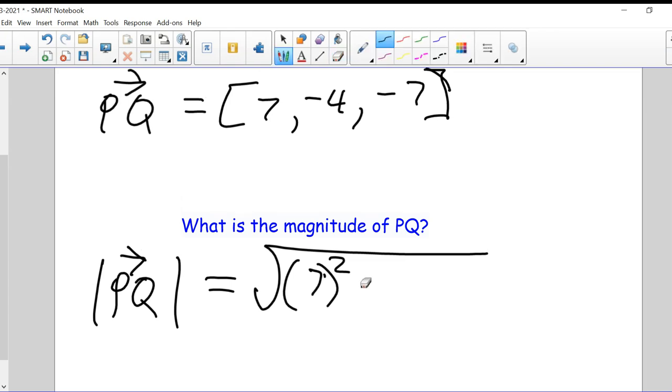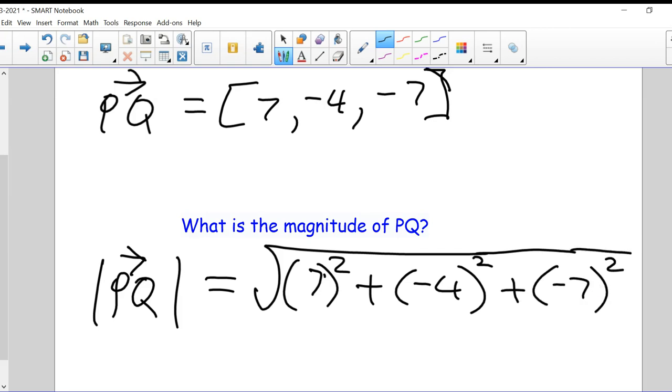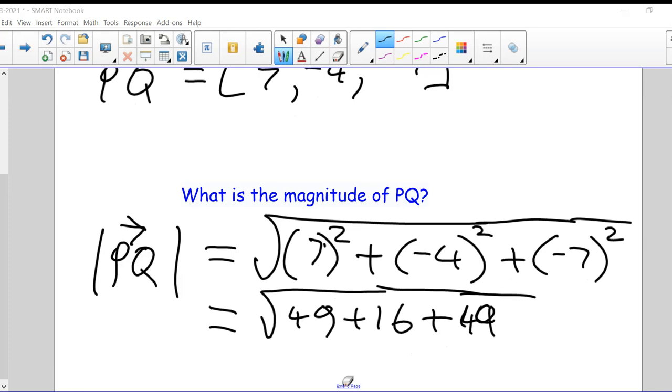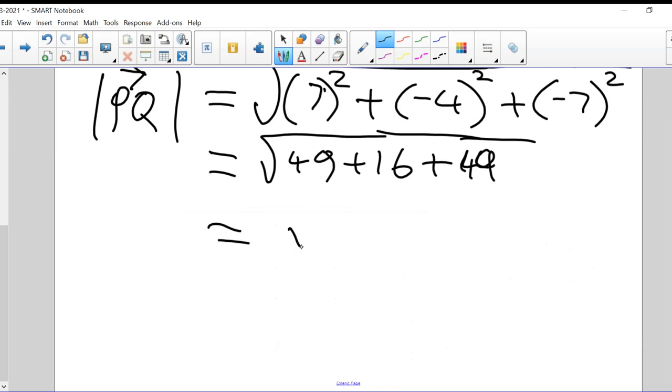So positive 7 squared plus, I could put minus 4 if you like, squared. Doesn't really matter whether it's positive or negative. Plus minus 7 squared. And I see an answer over there from Fernando already. So I'm guessing she got 49 plus 16 plus another 49. Oh, sorry. So I'm thinking you're right, 114. Absolutely. Okay. So it's a square root of 114.